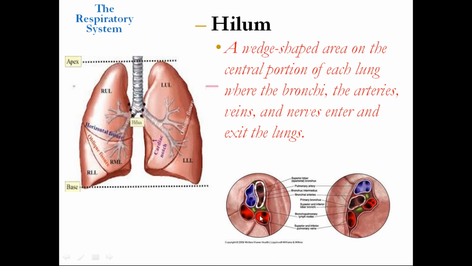So here we have in red the arteries, in blue the pulmonary artery, this is the pulmonary veins, and this is the bronchi. So if you cut here, you see the entry of the vessels into the lung. All this is the lung. That is the hilum. Hilum is the entry or exit of all these structures.